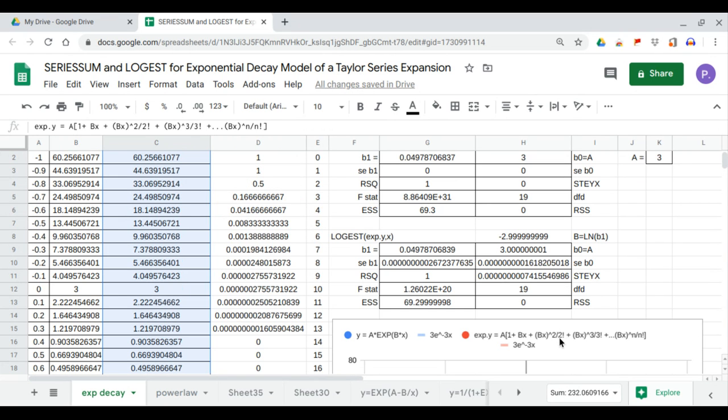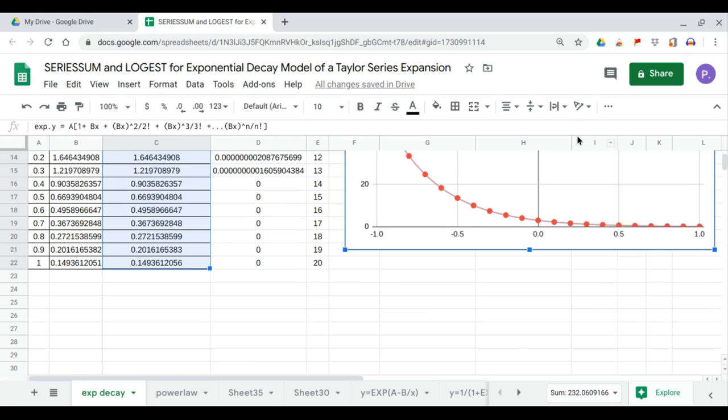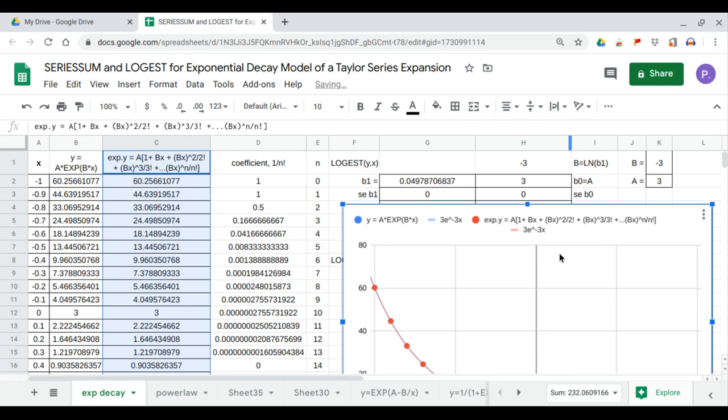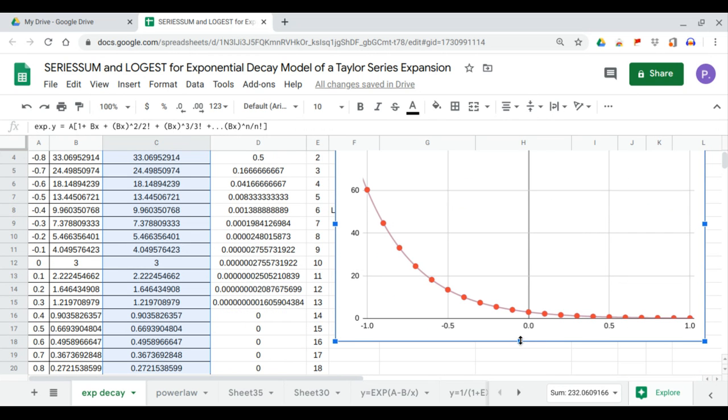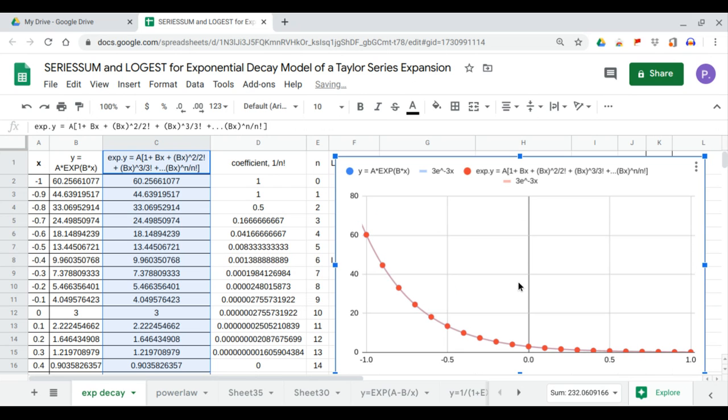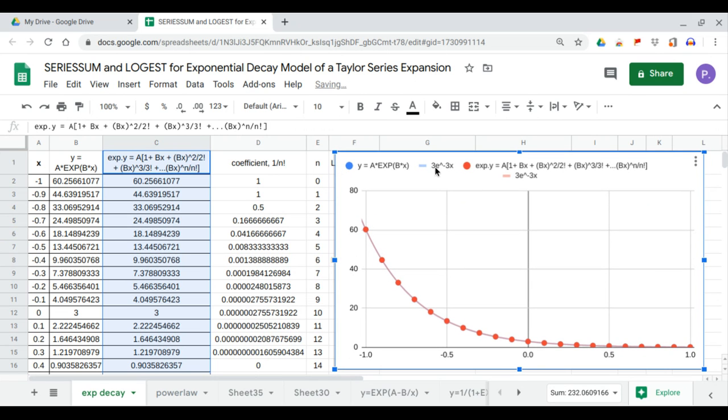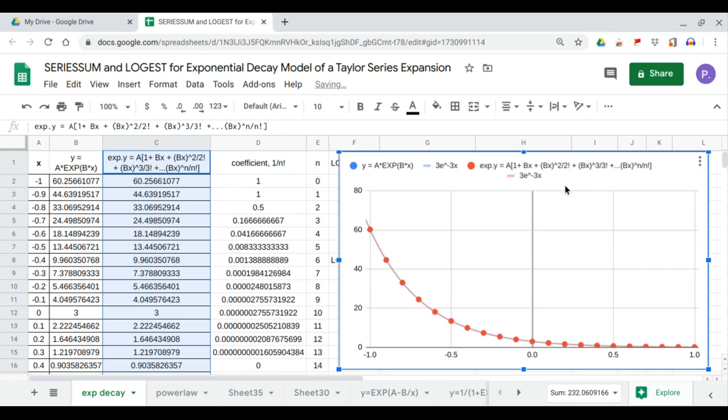and you will notice the function and the expansion have the same trend line equation, where the equation is y equals 3 times e to the negative 3x. That's for the function. And for the expansion, it is also y equals 3 times e to the negative 3x.